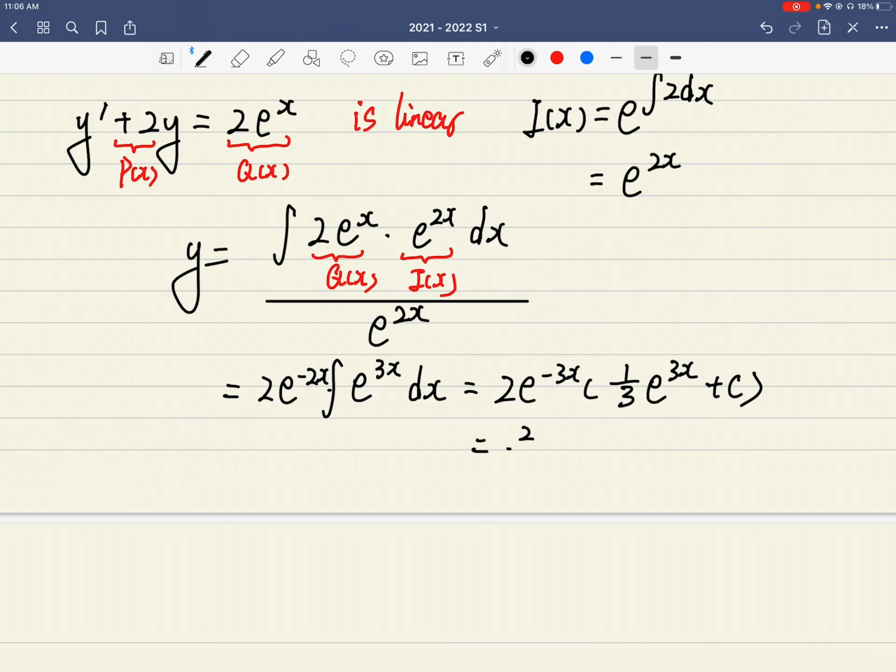Then this part is 2 over 3. Wait, here's a typo. The copy is just negative 2x. Here it's 2 over 3 e to the power of x plus 2c e to the power of negative 2x.